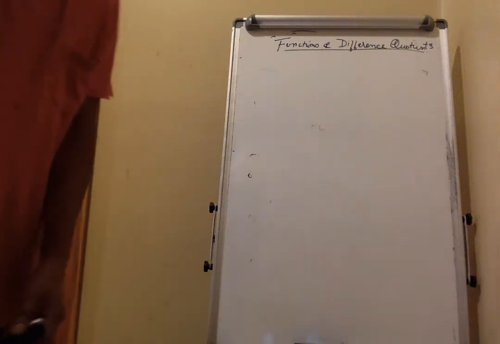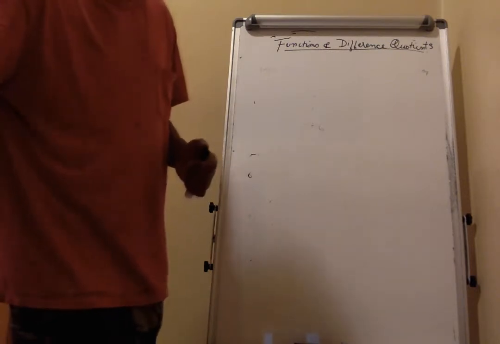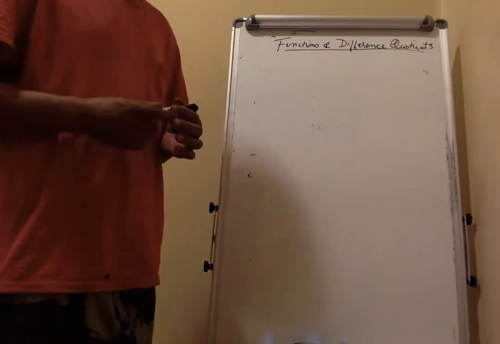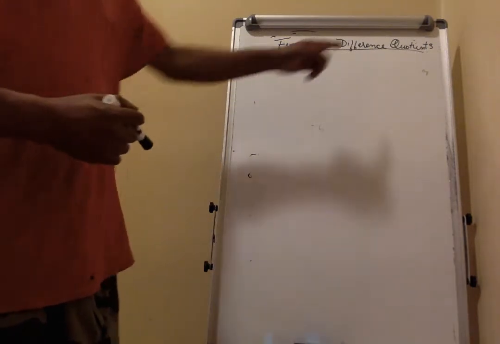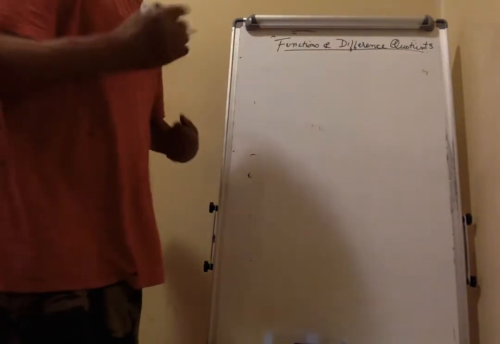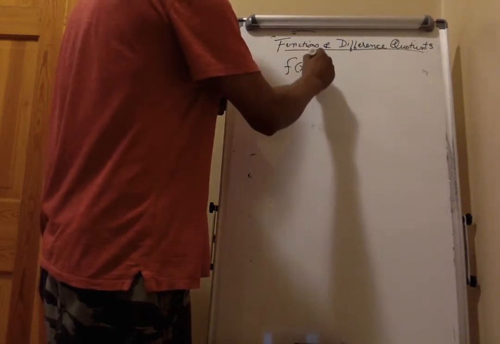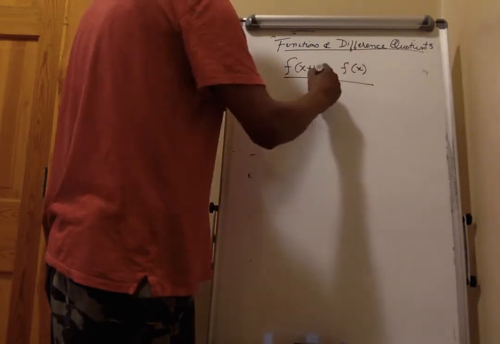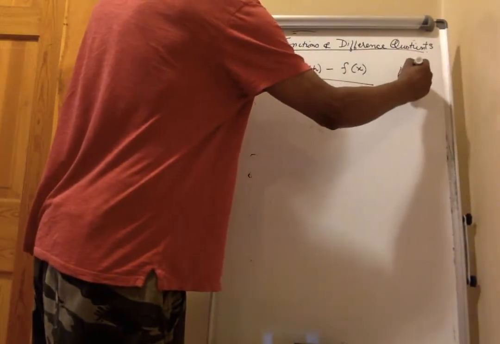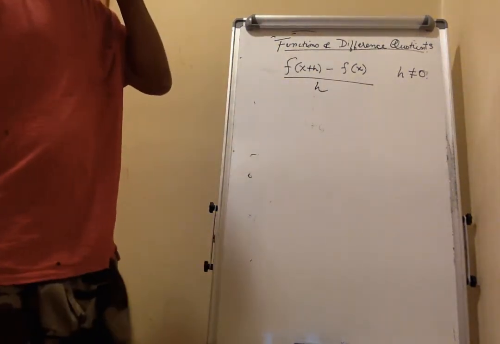Okay, hi. We're going to start this session talking briefly about functions and difference quotients, and then we're going to go to linear functions. The difference quotient, we're going to use this: f of x plus h minus f of x over h, where h is not equal to 0.